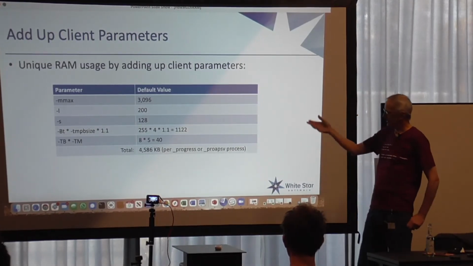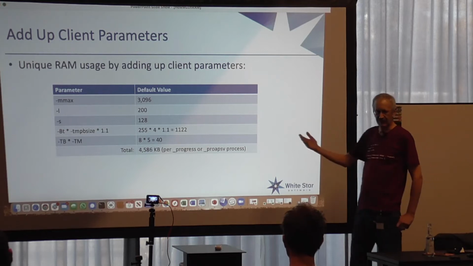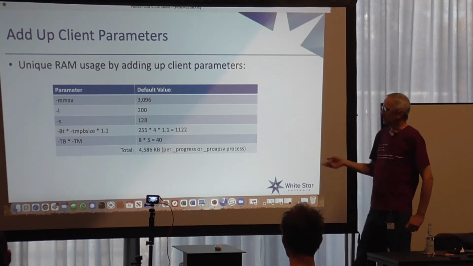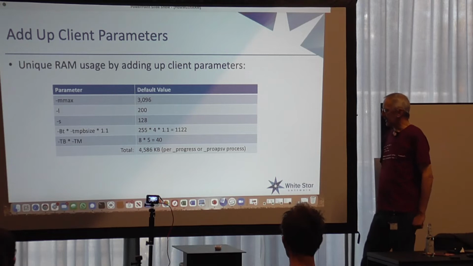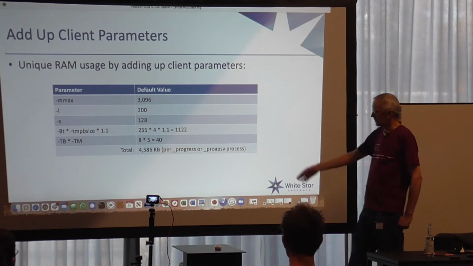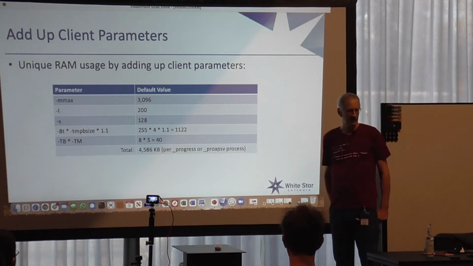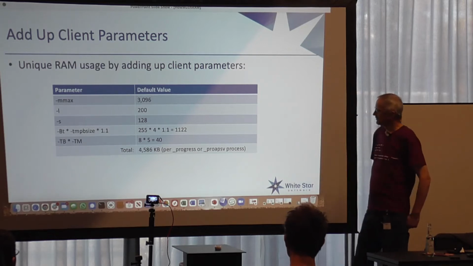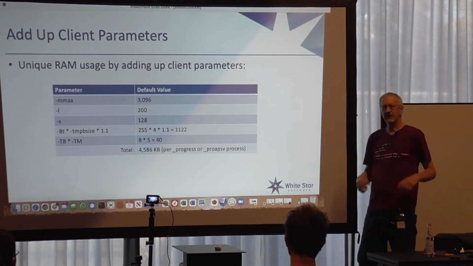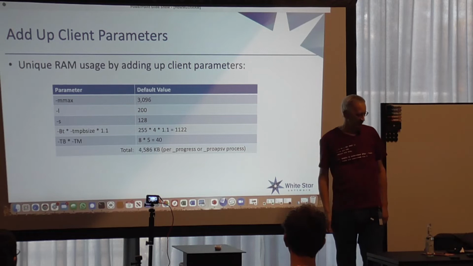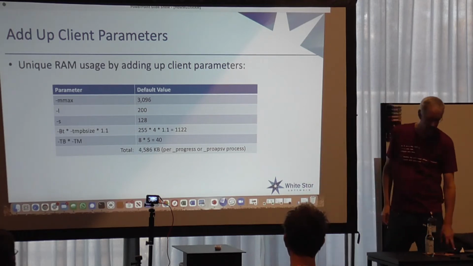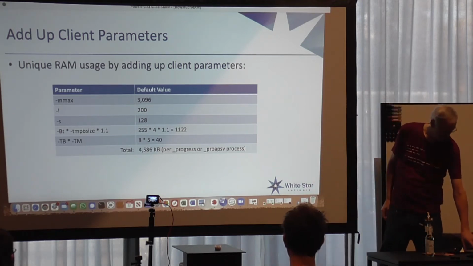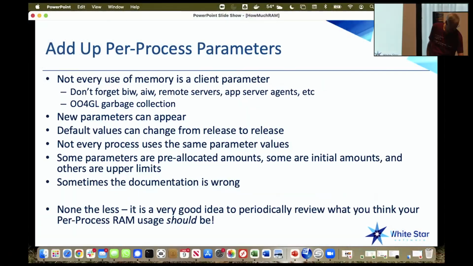And so if you look at some of the obvious ones, you take the default values, then you would see that your incremental cost of starting up a Progress batch session would be about 4.5 megabytes. That's kind of interesting. But there's a lot of other parameters. Those are just some of the fairly obvious ones. There are 20 or 30 or so that you might have to add up. And that's kind of a pain in the neck.